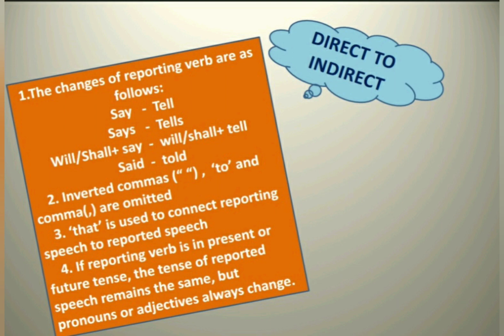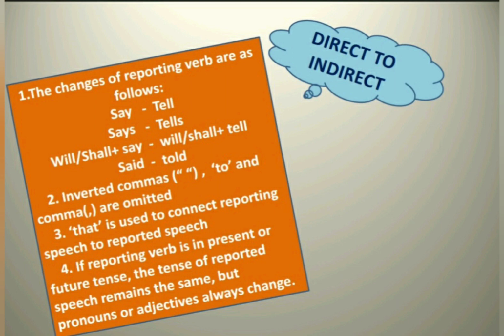Now let's see some rules for changing a sentence from direct to indirect speech. Dear students, always remember that whenever we convert from direct to indirect speech, the reporting verb has the following changes: say is changed into tell, says becomes tells, will say or shall say becomes will tell or shall tell, said becomes told.